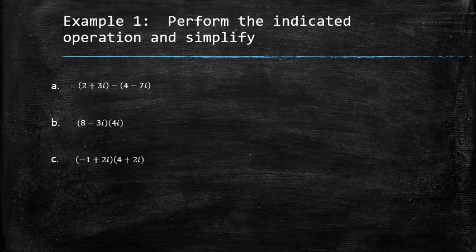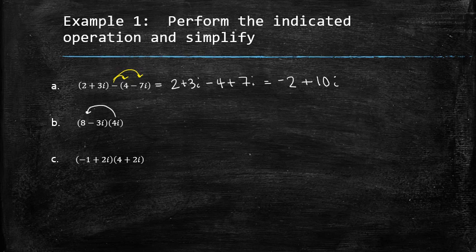Example 1, perform the indicated operation and simplify. Okay, so we have the complex number 2 plus 3i, and we want to subtract 4 minus 7i. So just like when we had binomials, we take this negative and distribute it to both terms. So we end up with 2 plus 3i minus 4, and then plus 7i. Add the real parts together, so 2 minus 4 is -2. Add the imaginary parts together, 3i plus 7i is 10i. And that's it.